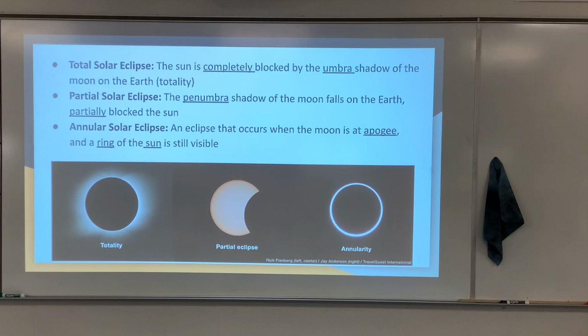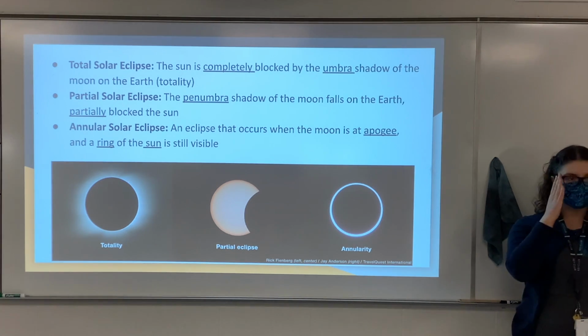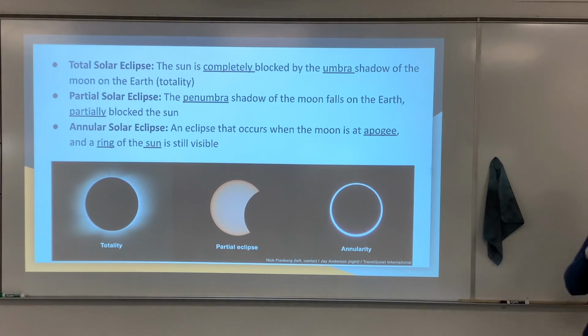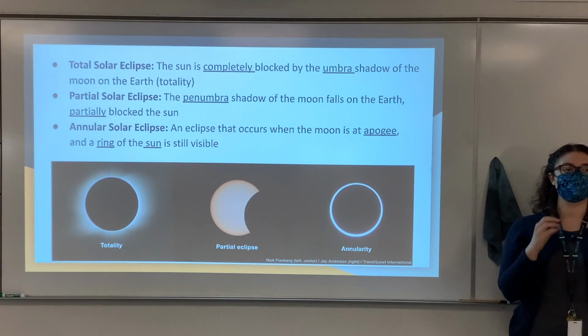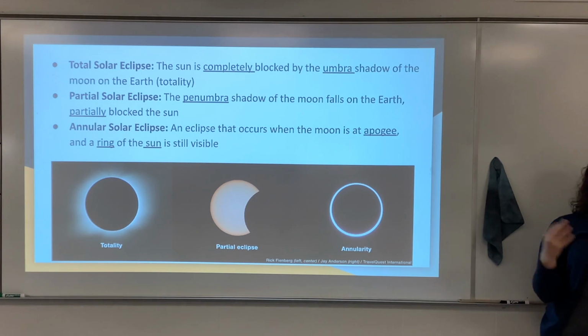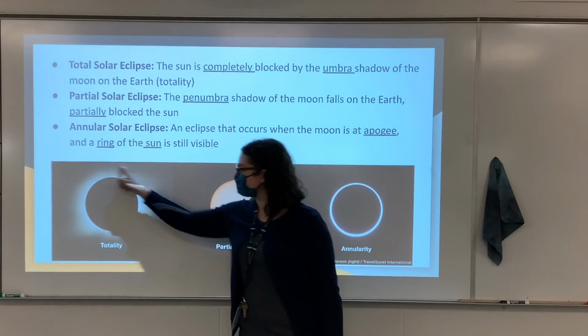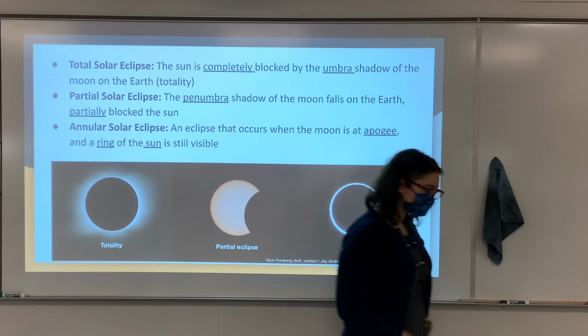Now there's three main types of solar eclipse. The first is the total solar eclipse. This is where the sun is completely blocked by the umbra shadow of the moon. At that point where the sun is completely blocked, we call it totality. You can see an example of this in our first image here.